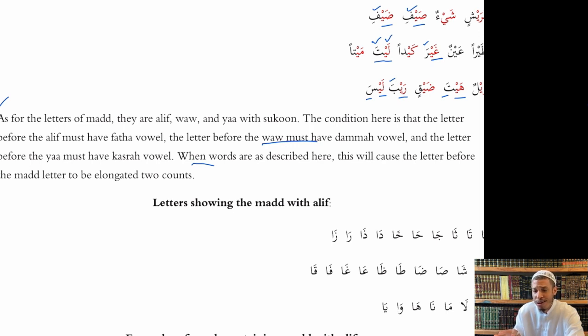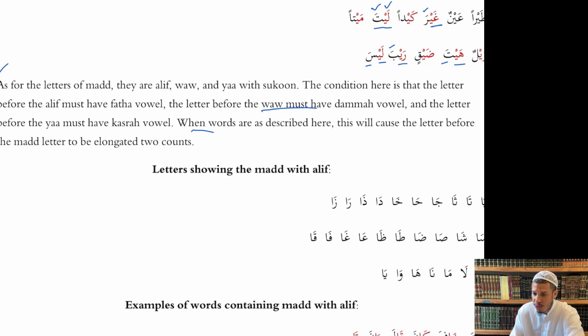So essentially here, with the med letters, you're learning how to elongate letters. You already learned the short vowels. Now you're learning how to make these long vowels, meaning you're making them 2 counts. And you're going to see that in the examples that follow.